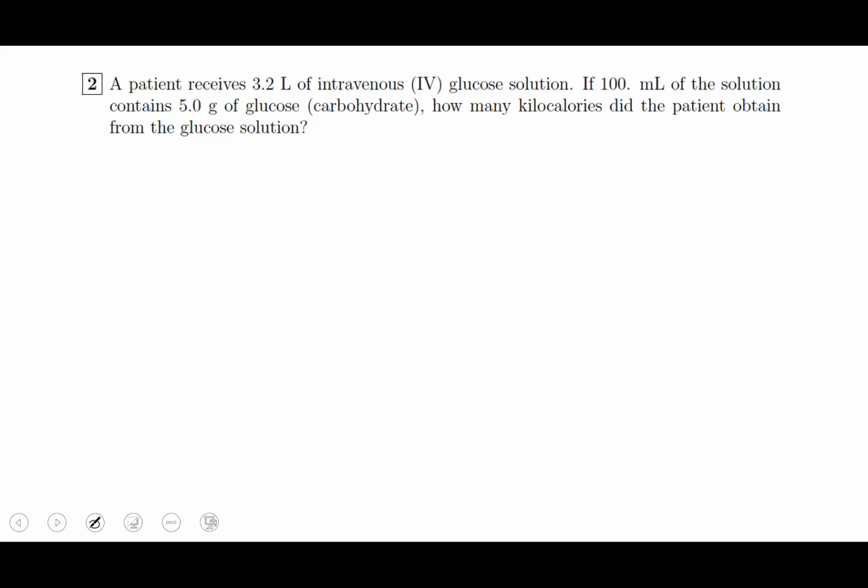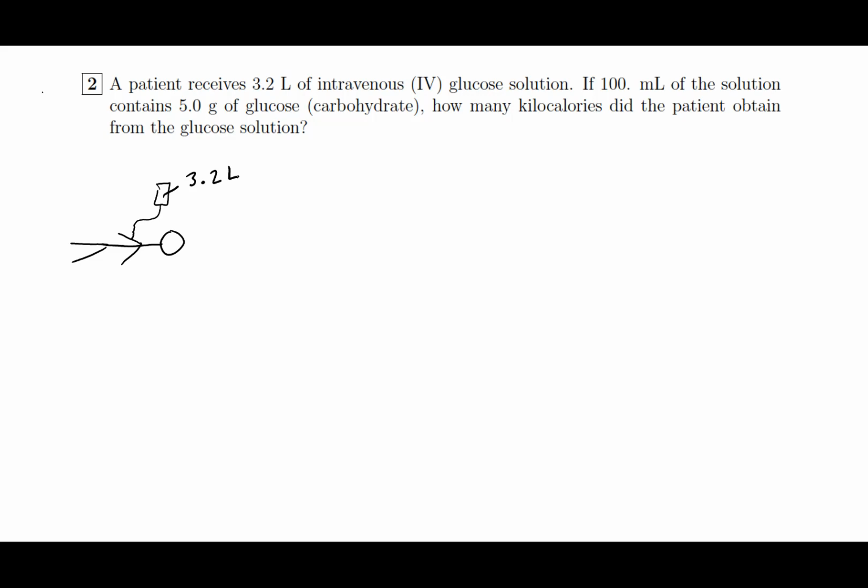So let's start with this one. We have a patient and it says they receive 3.2 liters of an IV glucose solution. So let's just draw our patient, and here's the IV, and this says that they received 3.2 liters. And a lot of times with these problems, I just like to draw a little picture because I think it helps with visualizing what's going on in the problem. And if you can visualize what's going on in the problem, a lot of times it's easier to solve.